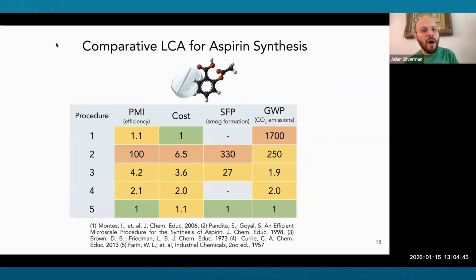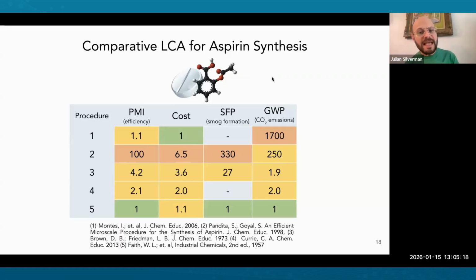But what we can see here are 5 different methods. The top 2 are going to be industrial methods. The top 4 are pedagogical methods. These are ones you would do in your classroom, and the bottom one is an industrial method. The columns here represent those different metrics. So process mass intensity for efficiency, how costly it is to make a gram of product, the smog formation potential related to the release of volatile organics, and then global warming potential generally for CO2 emissions.